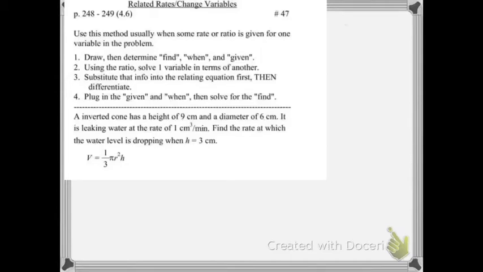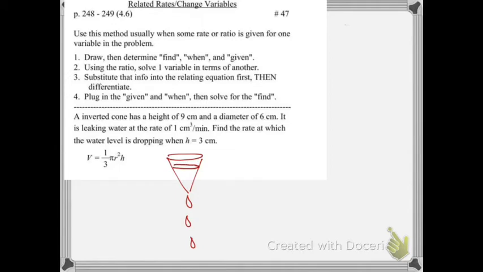Okay, today's lesson on related rates involves problems where we are going to be substituting to get fewer variables in the problem. So let's go ahead and look directly at this example. An inverted cone has a height of 9 centimeters and a diameter of 6 centimeters. It is leaking water at the rate of 1 cubic centimeter per minute. Find the rate at which the water level is dropping when h equals 3 centimeters.